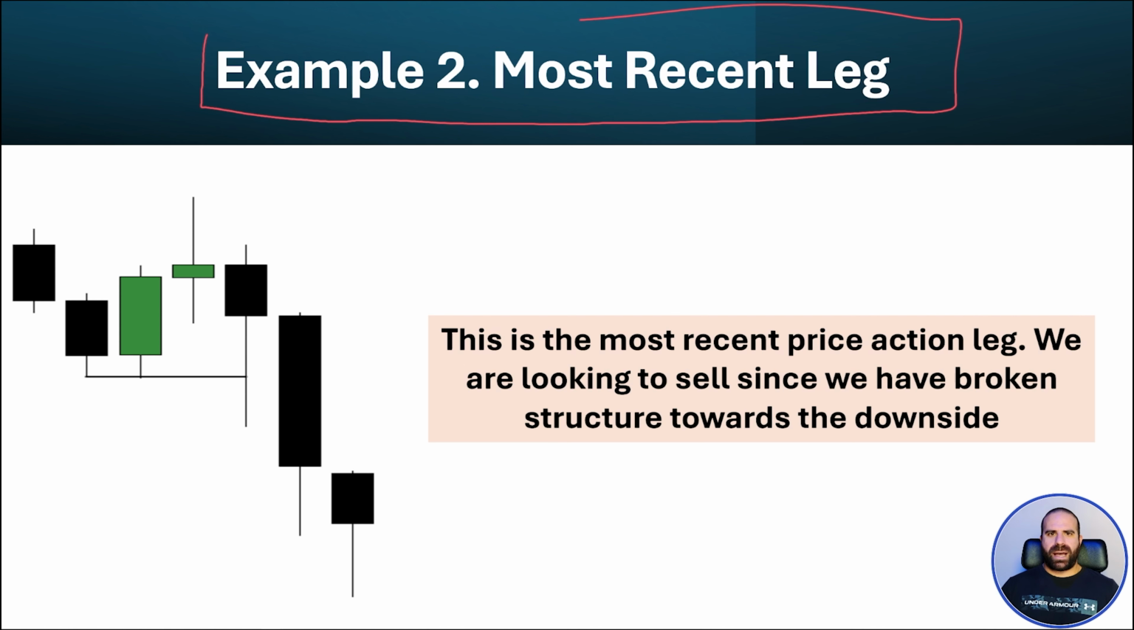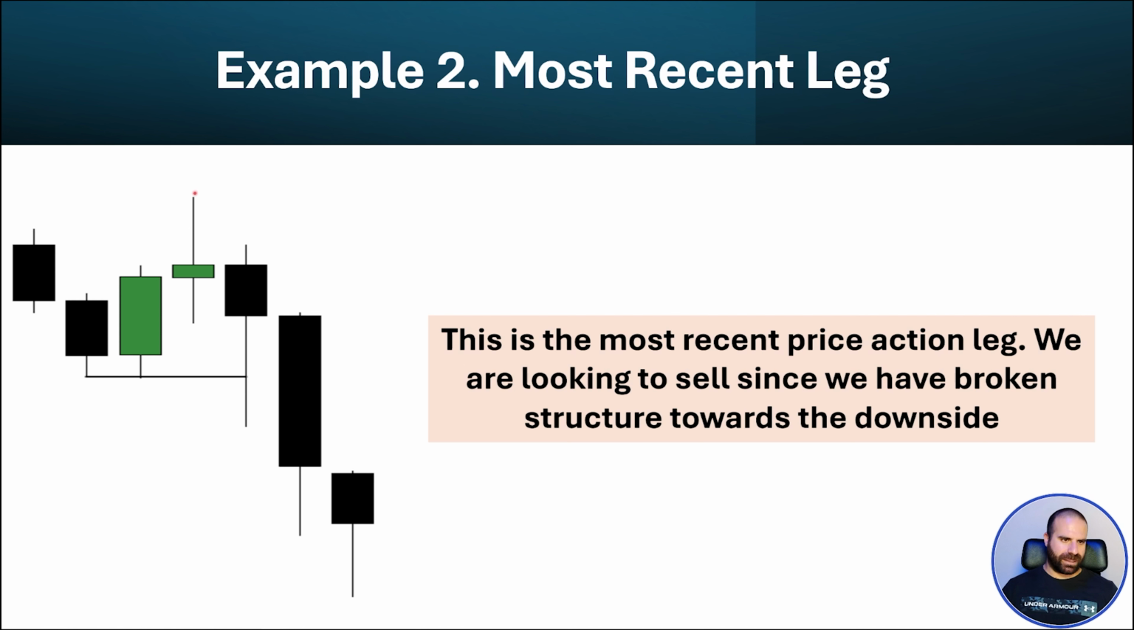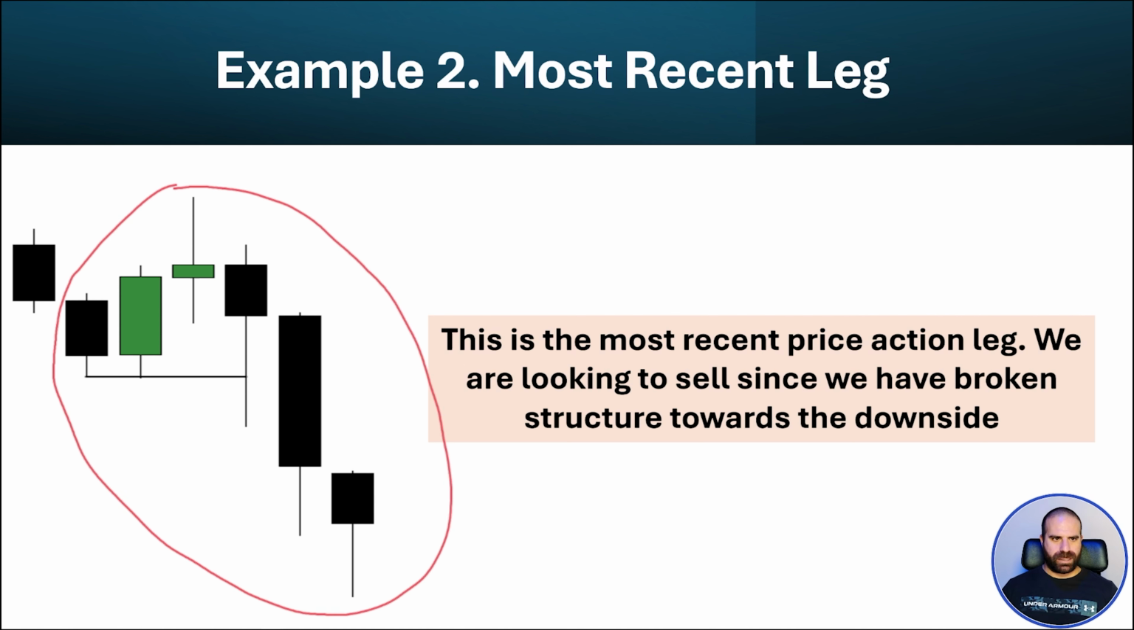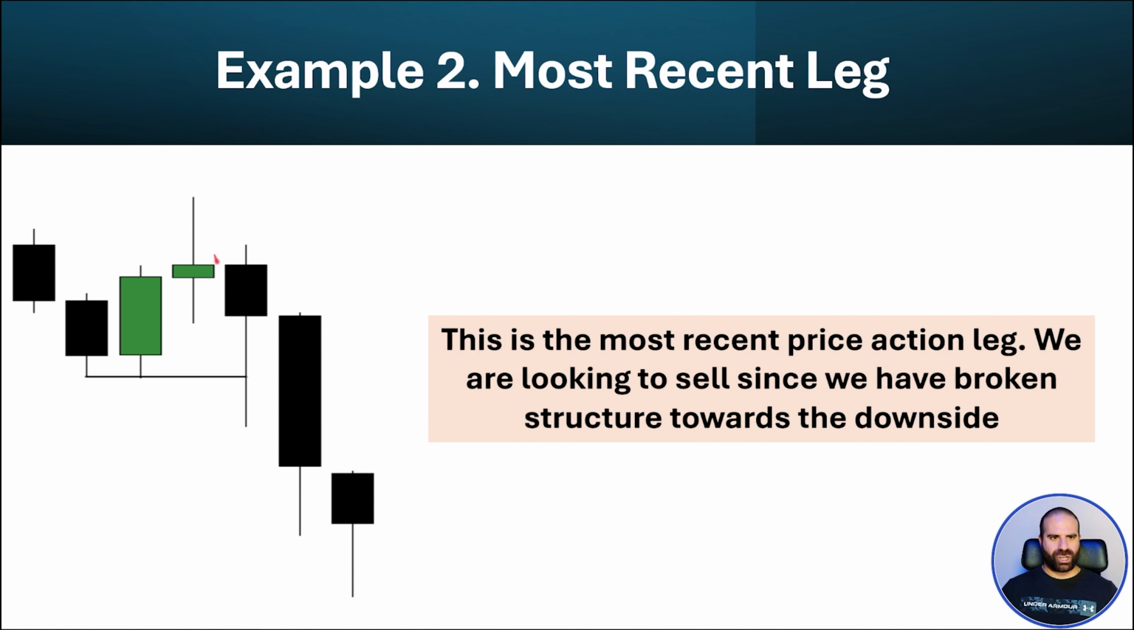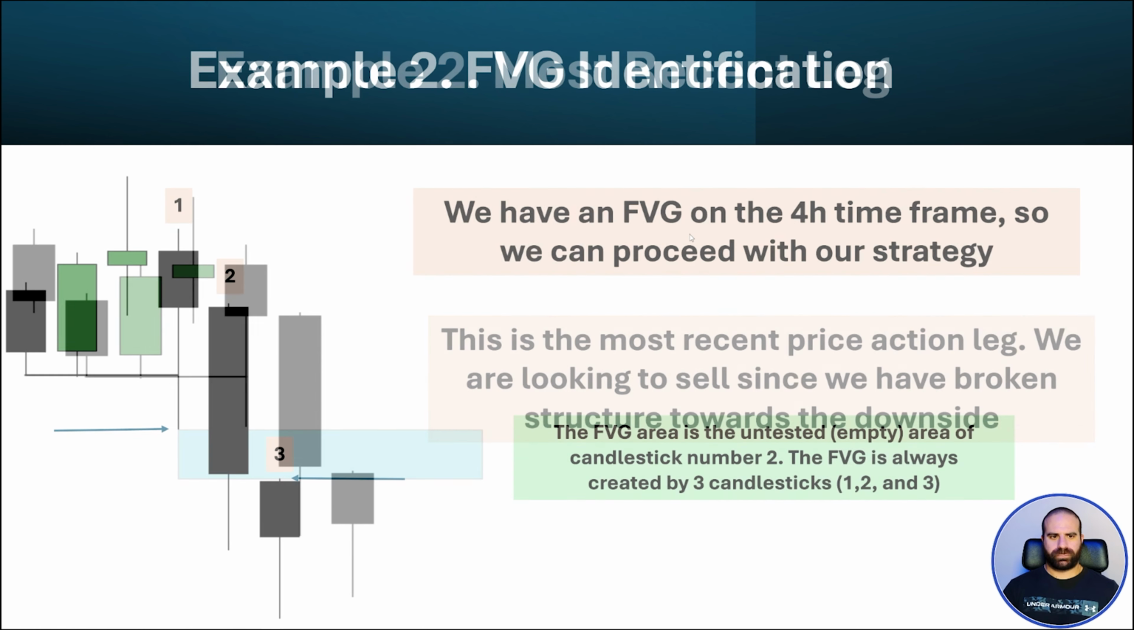Again, we identify the most recent leg. The most recent leg here is this bearish leg. We have a break of structure. Actually, this was the lowest point by a bit, but it doesn't matter. We have a break of structure right here. We have 3 candlesticks which created a fair value gap.